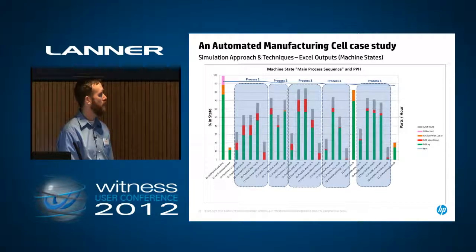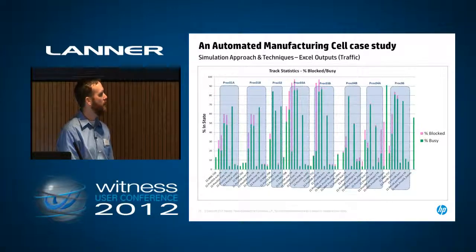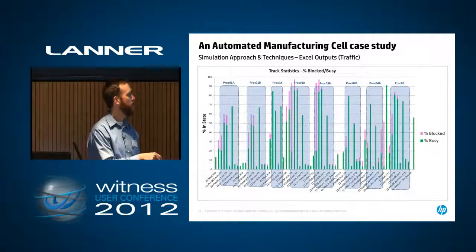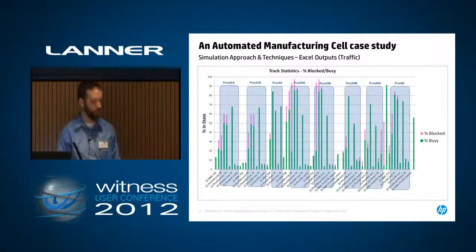So again, this is just automatically refreshed in Excel. And a similar chart looks at the track statistics, so a little bit of the traffic in the model. So you can see right in here you've got a lot of blocking going on around process 3. So this is process 3A and 3B. And so you know there's something going on over there in the track. So a little bit of traffic congestion there.